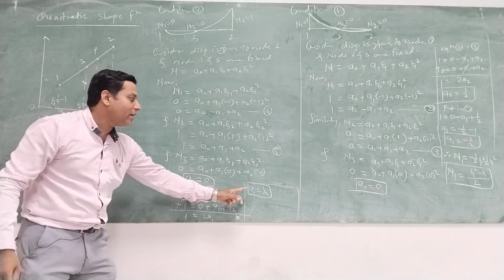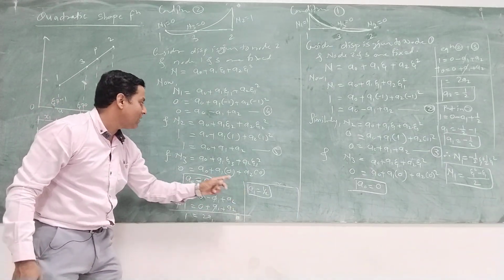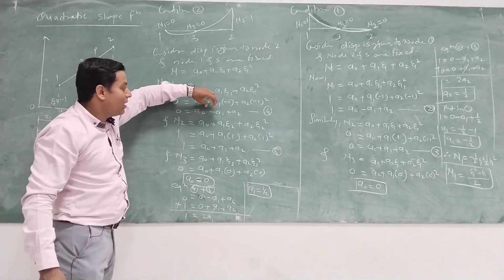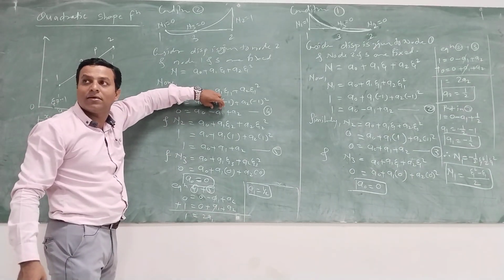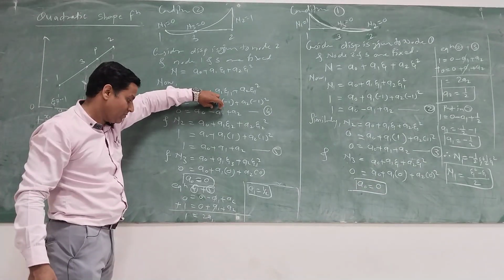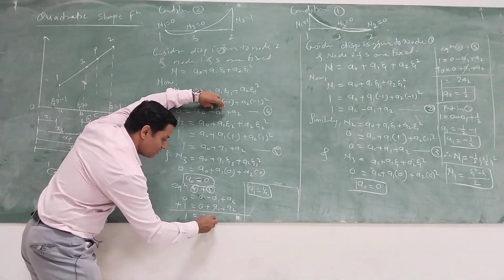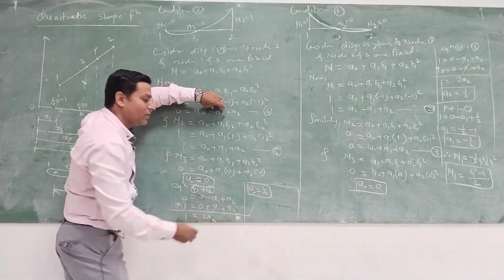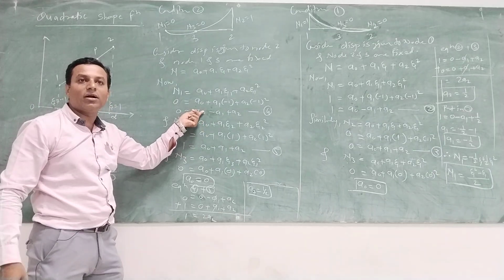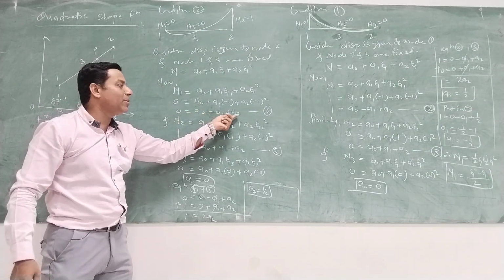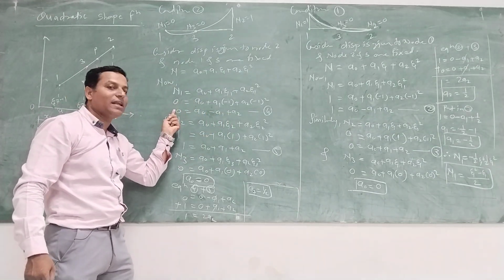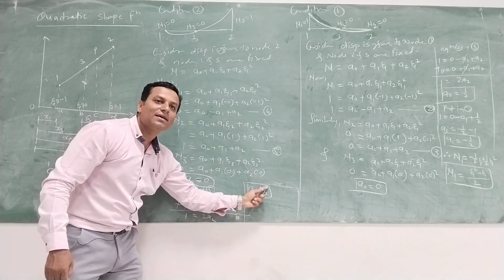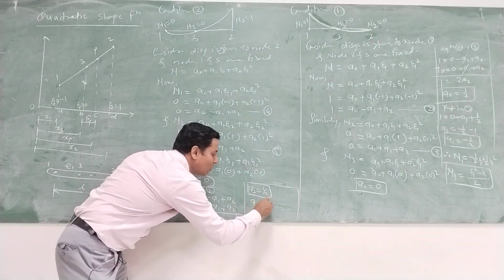If I put a1 in equation 4, a naught is 0, a1 is 1 by 2, so a2 is equal to 1 by 2. So if I put here a naught 0, a1 plus a2, if I transfer a1 here, it will become plus. So a1 is equal to a2 and the value of a2 is half. So a1 is also equal to half.